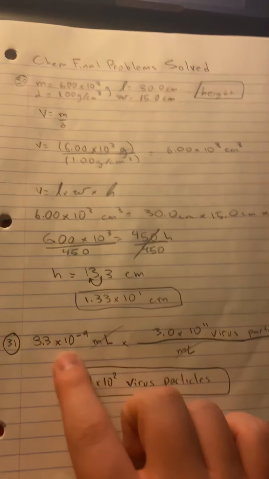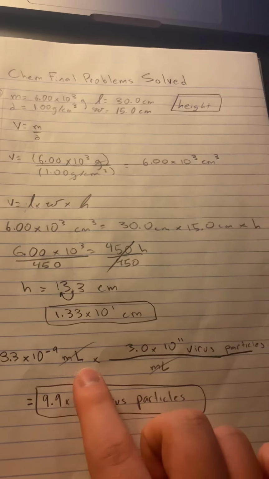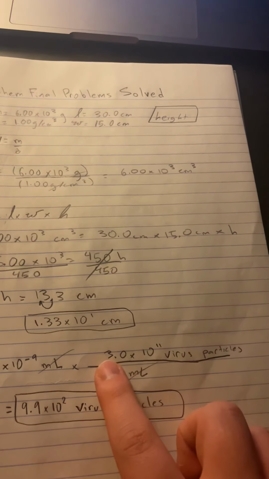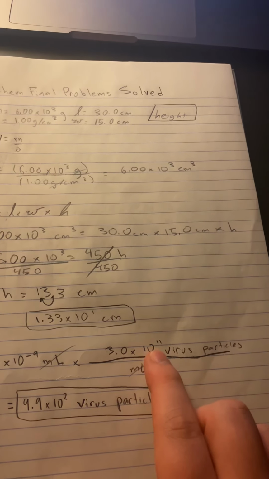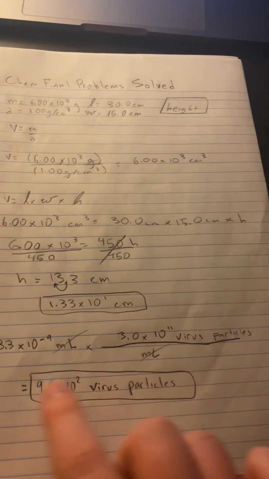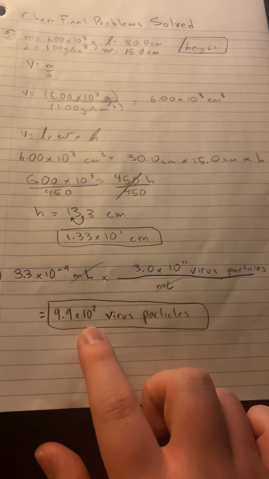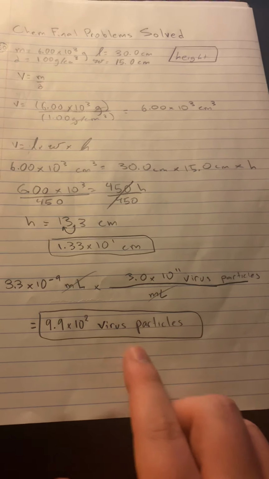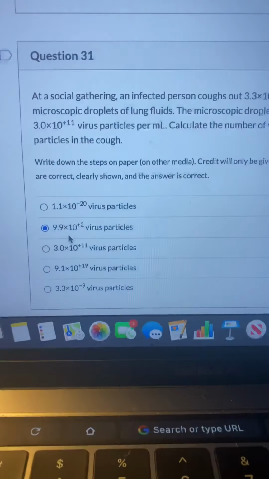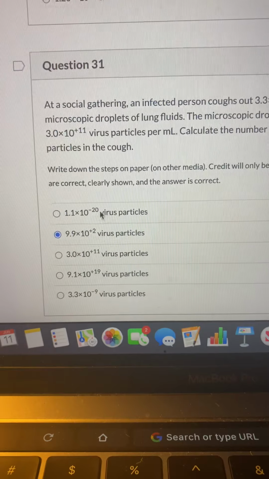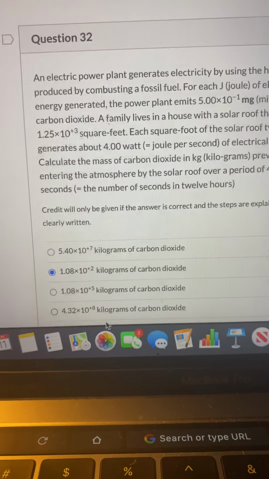We have 3.3 times 10 to the negative 9th milliliters times 3.0 times 10 to the 11th virus particles per milliliter. Milliliters cancel. We're left with 9.9 times 10 squared virus particles. This is the correct answer. The other ones are the wrong values. 32.